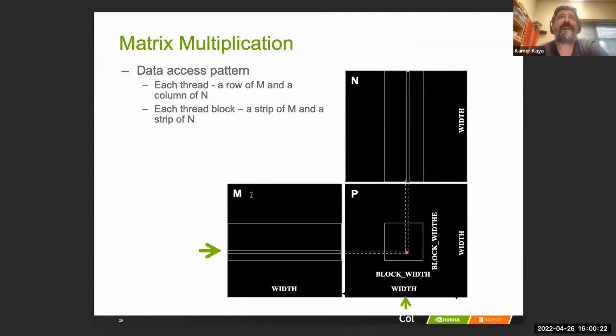So tiling means this. In the naive way, each thread accesses a row of M and a column of N. Okay. In the naive way, each thread block here, for instance, accesses a strip of M and a strip of N. Okay, so this part and this part. So this is what the block will read.